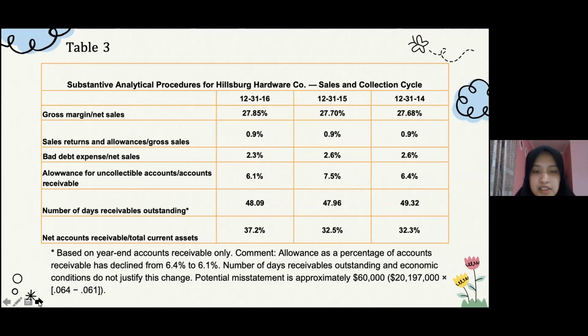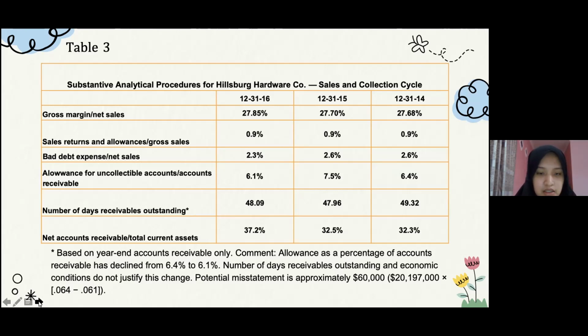Next. This is Table 3 about substantive analytical procedures for Hillsborough Hardware Company of the sales and collection cycle. This is compared year by year, with the percentage from 2014 to 2016 for gross margin to net sales, sales returns and allowances to gross sales, bad debt expense to net sales, allowance for uncollectible accounts to accounts receivable, number of days receivable outstanding, and net accounts receivable to total current assets. The number of days of receivable outstanding is based on year-end accounts receivable only.